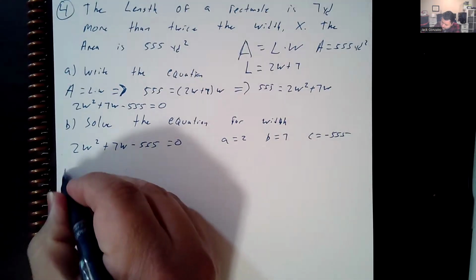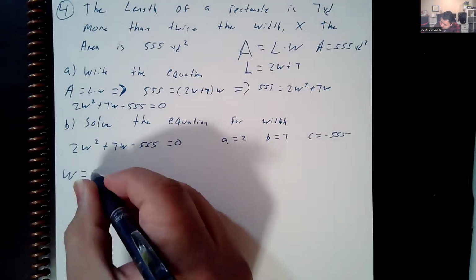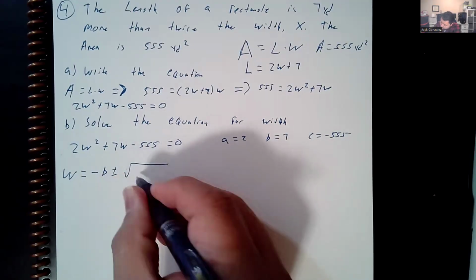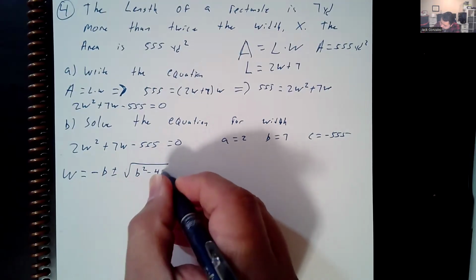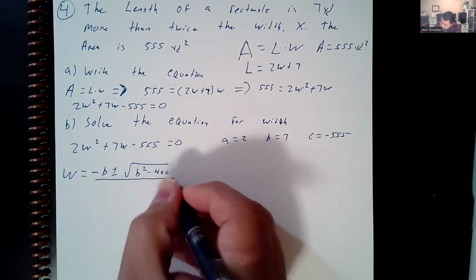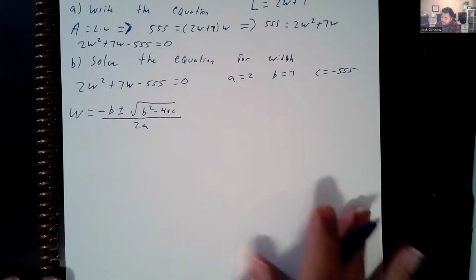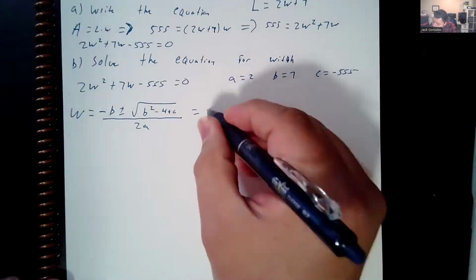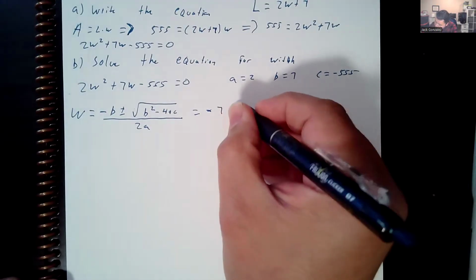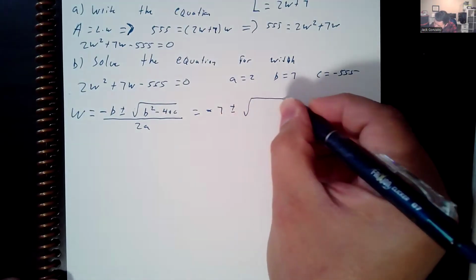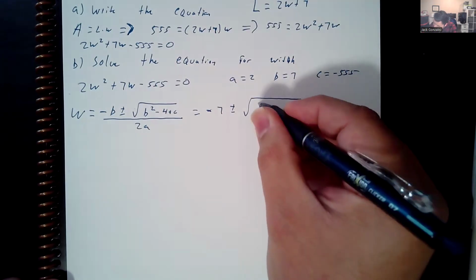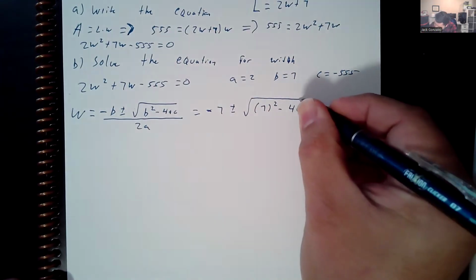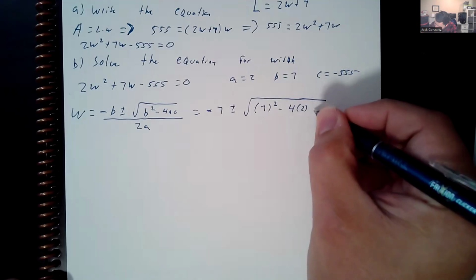So quadratic formula time. W will be equal to negative B plus or minus square root of B squared minus 4AC, the whole thing divided by 2A. That will be negative 7 plus or minus the square root of 7 squared minus 4 times A times C.